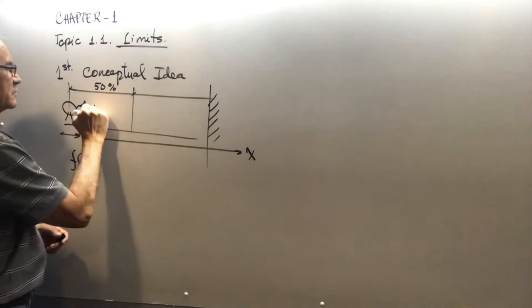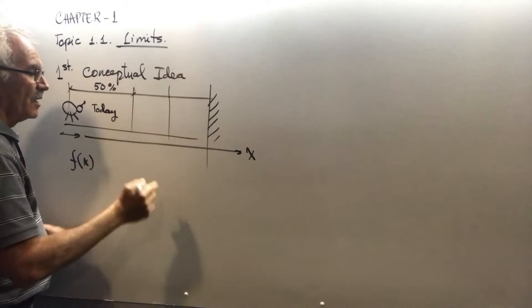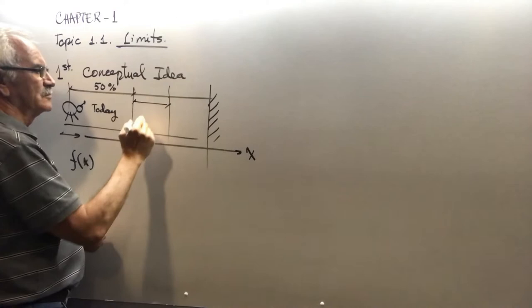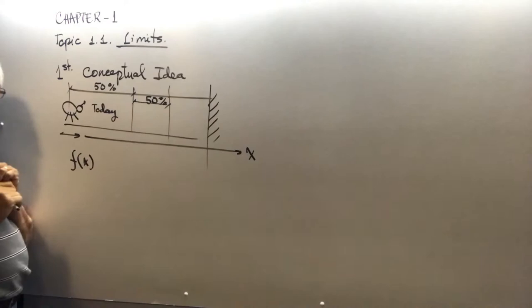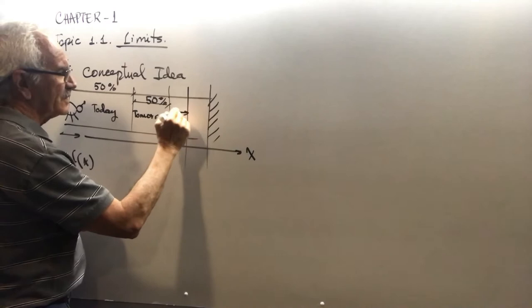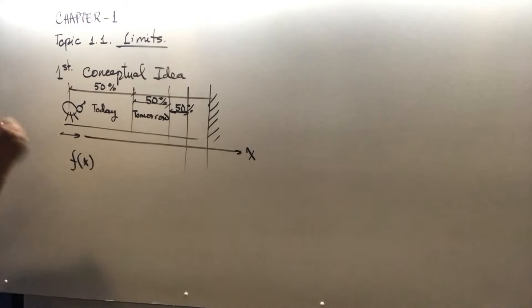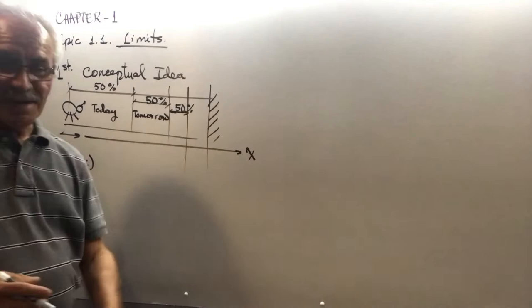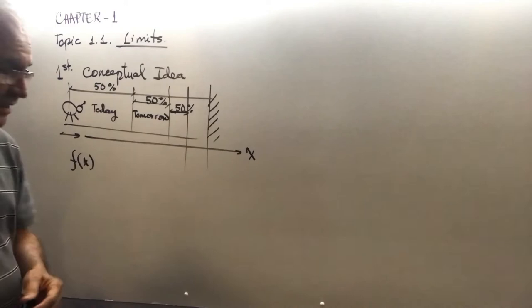Today. Tomorrow, 50% of the remaining distance. This is tomorrow. After tomorrow, also 50% of the remaining distance. So every day, 50% of the remaining distance. 100 days, 1,000 days. So what happened here is that practically it never touched this position.